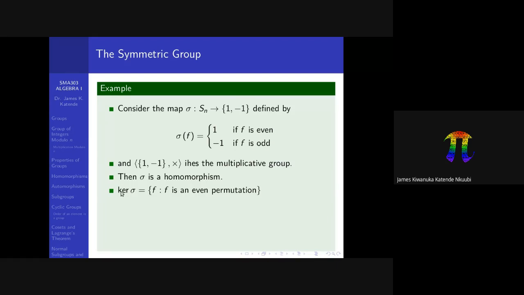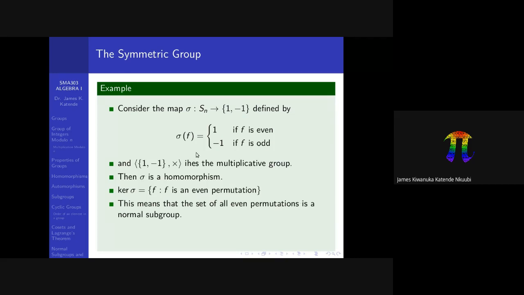So the kernel will be the set of all permutations that are sent to the identity element, right? The identity element in this group is 1. So the kernel is all the permutations that will be sent by this map to the identity, and that will be all the even permutations. So the kernel of this homomorphism is the set of all even permutations in Sn, right? Remember, the kernel is a subgroup of Sn. We learned this: the kernel of a homomorphism is always a subgroup of the domain. So we have found a subgroup of Sn, which consists of all the even permutations.